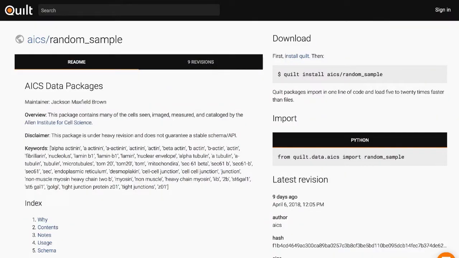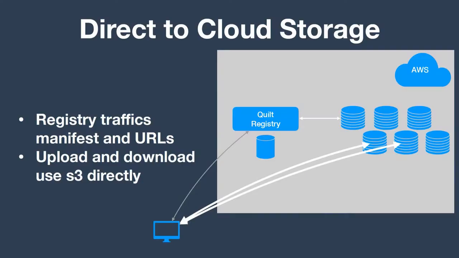This is what it looks like when the Allen Institute is publishing one of their packages. There's a nice web catalog. You can go online and browse their data. Then when consumers want to interact with this, the key to getting the data quickly is to essentially get out of the way. The registry handles permissions and versioning, handing out the right manifest, which is again the right uniquely identified fragments. And then from there, it's straight to S3.